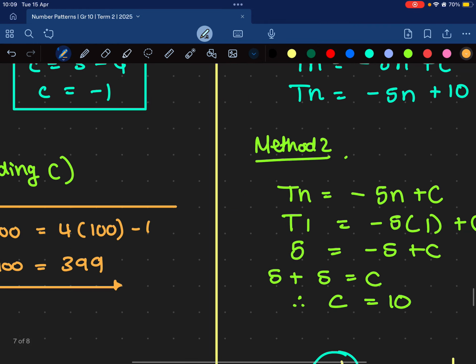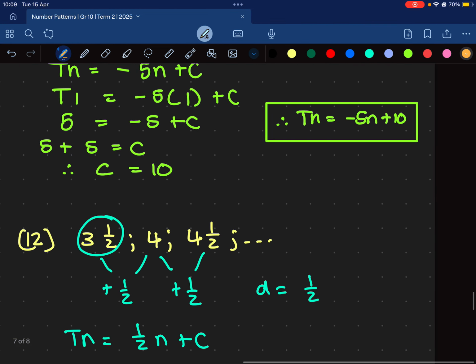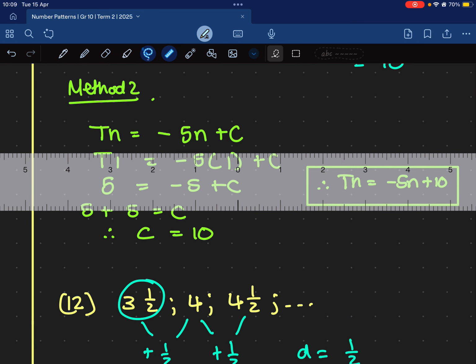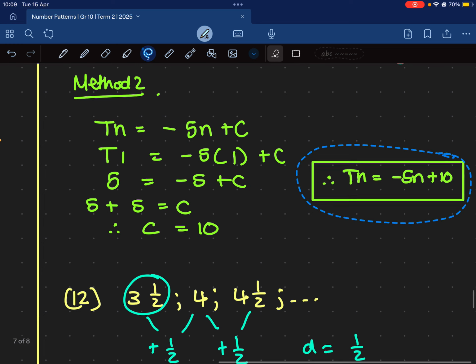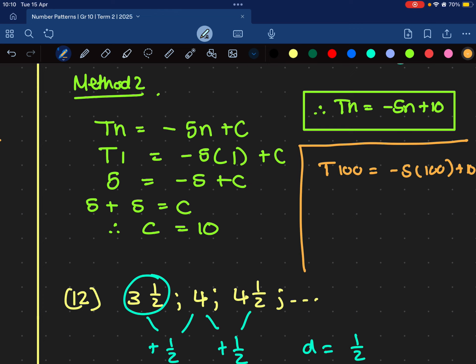For this one, it also wanted to know T100. So T100 is going to be negative 5 times 100 plus 10. So then you'll just put that all in your calculator and you should get negative 419.